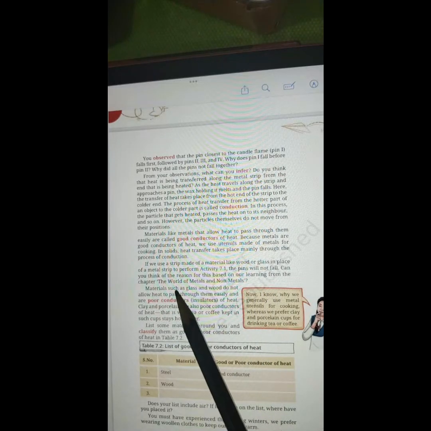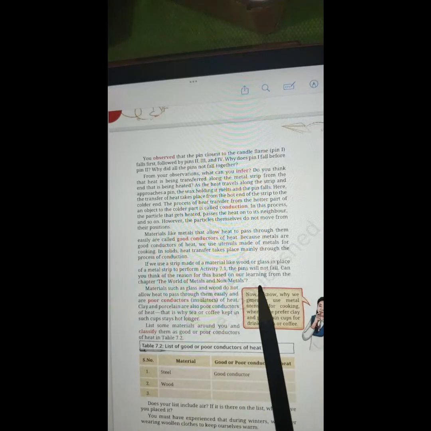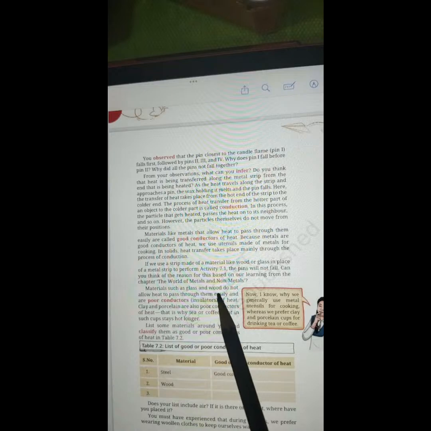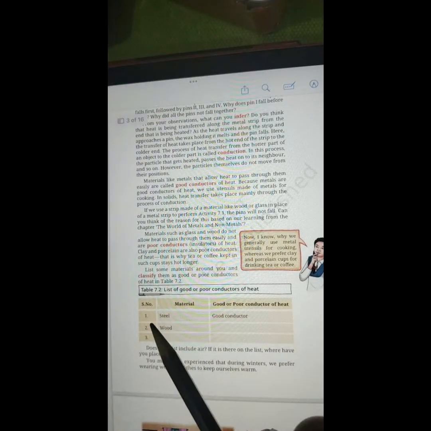Can you think of the reason for this based on our learning from the chapter The World of Metals and Nonmetals? Materials such as glass and wood do not allow heat to pass through them easily and are poor conductors, or insulators, of heat. Clay and porcelain are also poor conductors of heat. That is why tea and coffee kept in such cups stays hot longer.